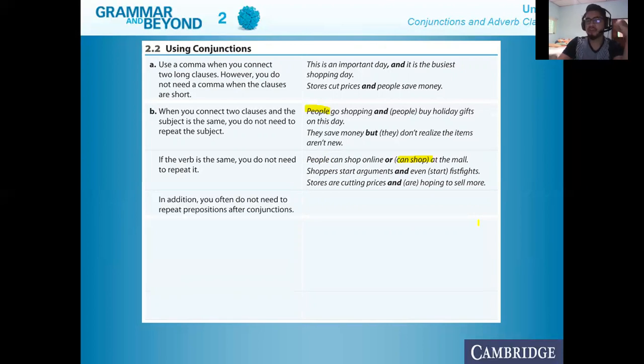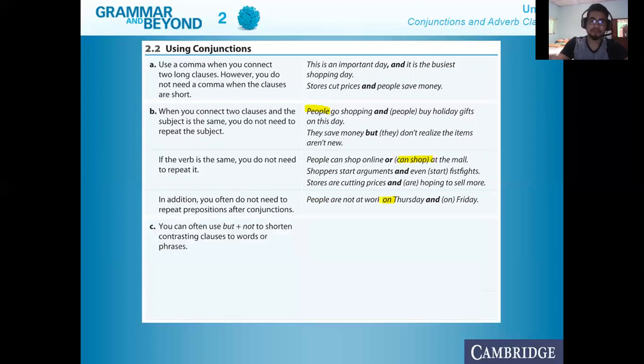In addition, you often do not need to repeat prepositions after conjunctions. For example, people are not at work on Thursday and Friday. Since I already have a preposition joining my two nouns, I don't need to add another one. If you remember, I explained in one of the past videos that prepositions take objects that are normally nouns. Therefore, if you have two joined by a coordinating conjunction, you don't need another preposition, because it already has both nouns as its object.